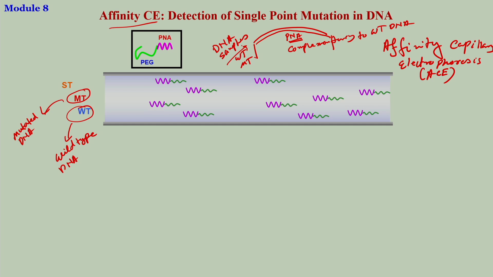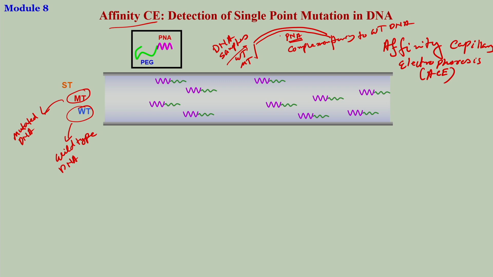So, now you have injected two samples, wild type and mutated sample. Then what will happen? This PNA will hybridize perfectly with the wild type and it will form a complex. The overall size or the overall molecular weight of the complex would be higher. On the other hand, mutated DNA will not be complementary because it has a one base mismatch. So, hybridization will not be stronger with this probe, weak hybridization.